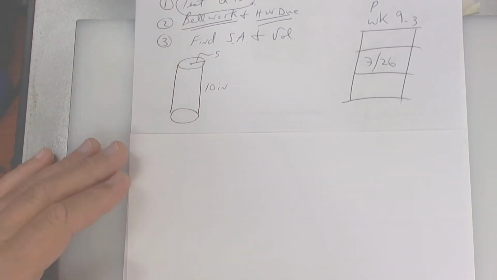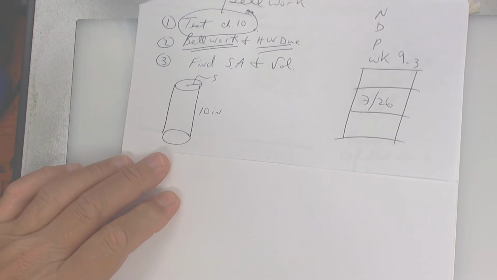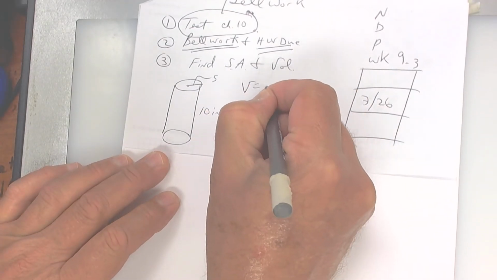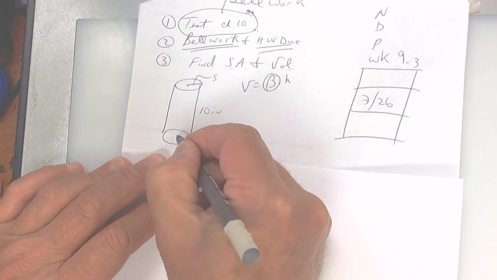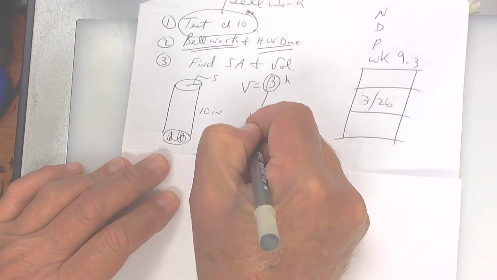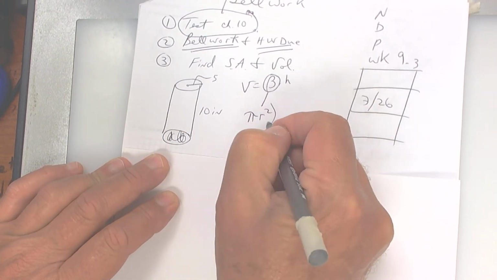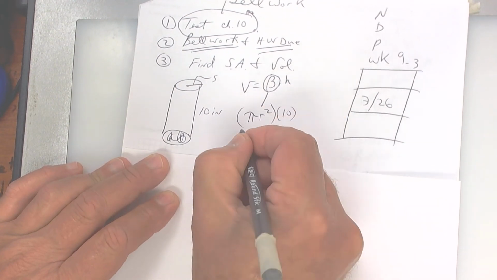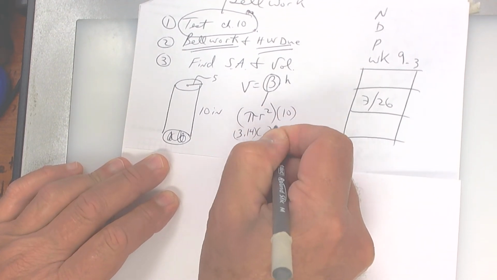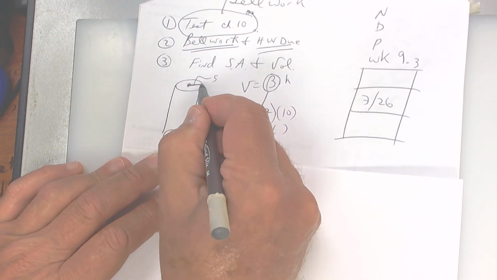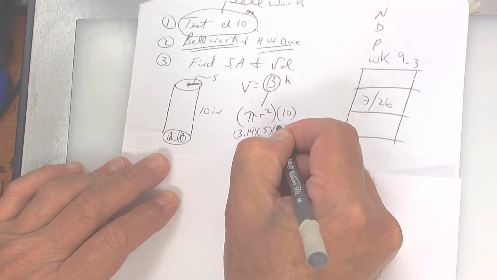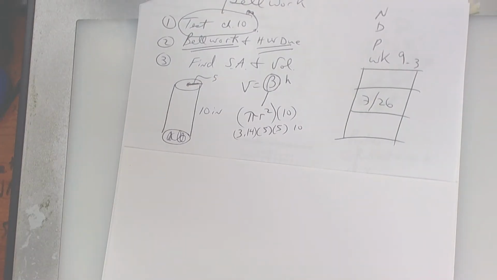This one says find surface area and volume. Well, volume is the easiest. So volume is big B times h, but big B is a circle. So that's going to be substituted with pi radius squared, and the height is 10. So pi is 3.14. The radius here is from the center out, so that's 5 times 5 times 10. So you get your calculator and you multiply that out. Okay? And when you do, you will have your answer. So let's take a look at that and see what we get.